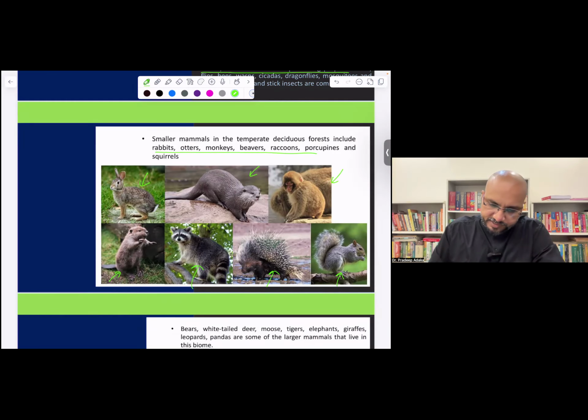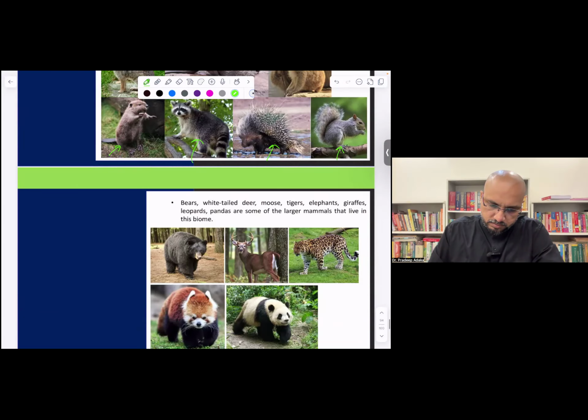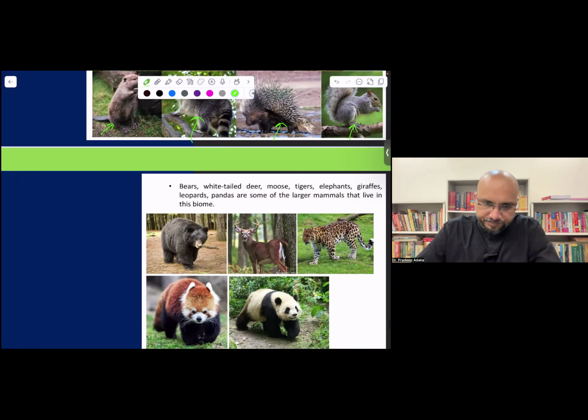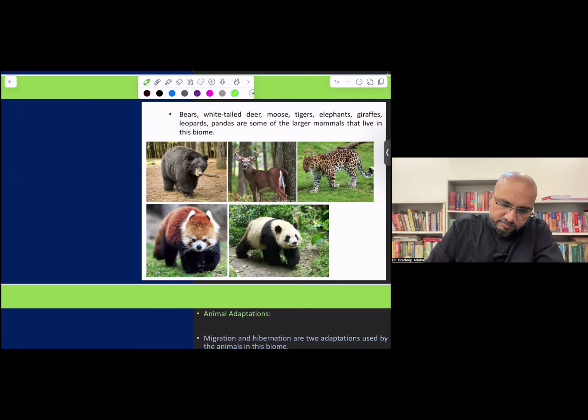Now, we have seen your smaller animals. So you also have some large mammals. So you have bears, white-tailed deer, moose, that is your larger deer, tigers, elephants, giraffes, leopards, pandas. Okay, they live in this particular biome. So you have red panda and normal panda.